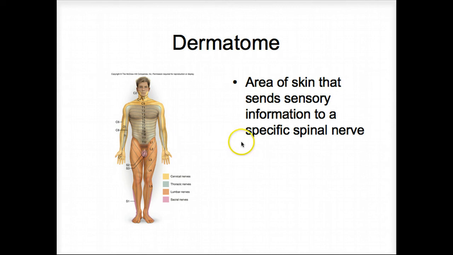So let's say that a physician suspected that something was wrong with someone's L5 spinal nerve. If that person had some sensory deficits in that L5 region, that might help confirm that hypothesis.